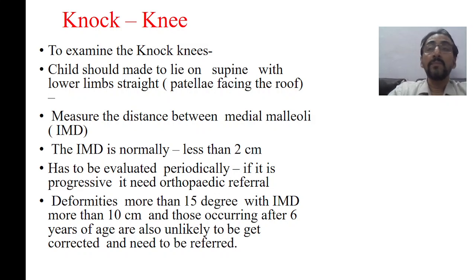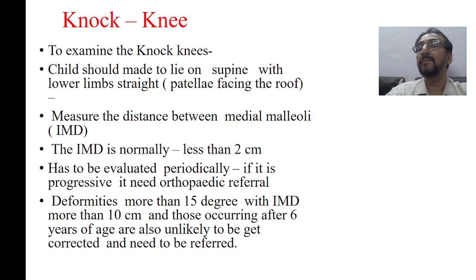Now this is a very important criterion to understand whether the child has knock knee or bow leg or whatever. Normally the intermalleolar distance will be less than 2 cm. This is also a very important criterion to identify whether a particular disease is active or progressive. To check this, the intermalleolar distance should be checked periodically. If the disease is active, as time passes this intermalleolar distance goes on increasing, isn't it? Normally it should be 2 cm.